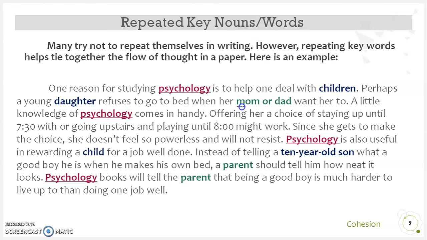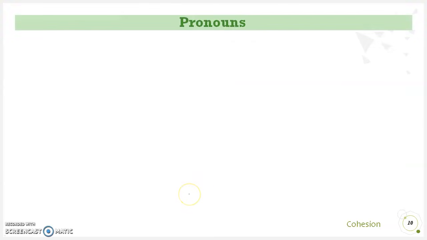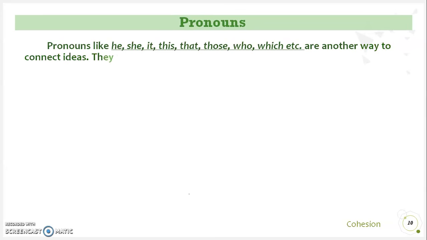Finally, we have the words related to mom or dad. Parent is repeated 2 times in the body paragraph. All of these repetitions actually serve to make the ideas clearer to the reader. Next, we have pronouns. Pronouns like he, she, it, this, that, those, you know them, are another way to connect ideas.